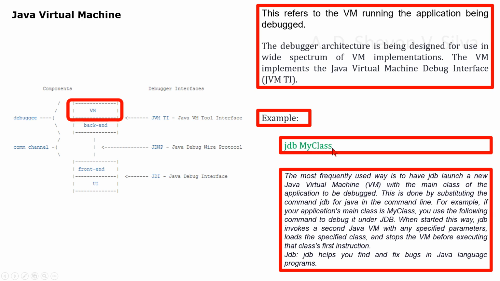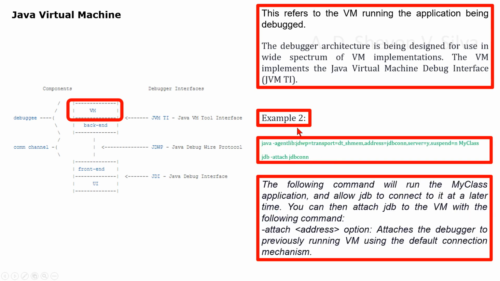For example, if your application's main class is MyClass, you use this command to debug it under JDB. When started this way, JDB invokes a second Java VM with any specified parameters, loads the specified class, and stops the VM before executing that class's first instruction. JDB helps you to find and fix bugs in Java language programs.